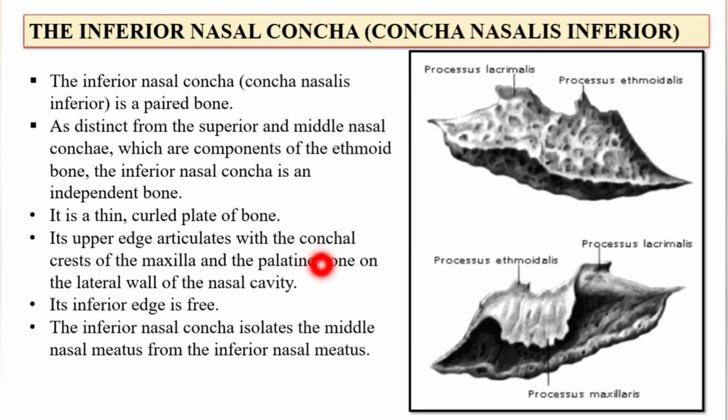So on the lateral wall of the nasal cavity, its inferior edge is free, and the inferior nasal concha separates the middle nasal meatus from the inferior nasal meatus. I will show you this again, maybe in the skull as a whole.